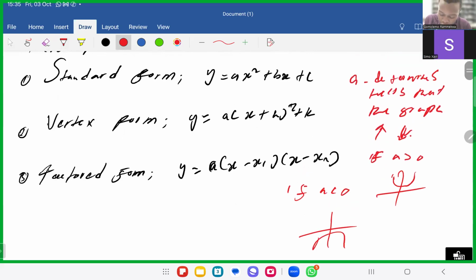Now, looking at the values of h and k in the vertex form, h is the x value and k is the y value of the turning point.